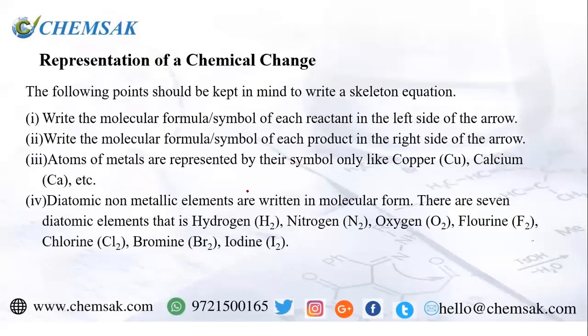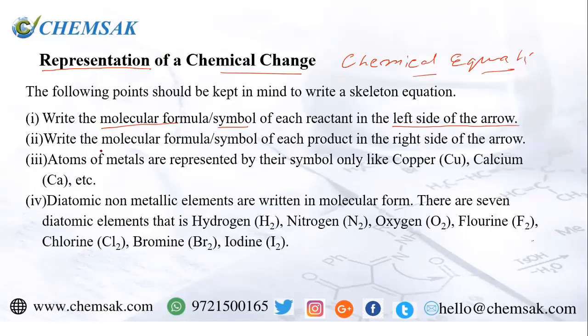In the next slide, the representation of chemical change through a chemical equation. I think all of you must be familiar with the chemical equation terminology. Here, how to write the chemical equation basically. First, write the molecular formula or symbol of each reactant on the left hand side of the arrow. Write the molecular formula or the symbol of each product on the right side of the arrow. Product side is the right hand side and reactant side is the left hand side.